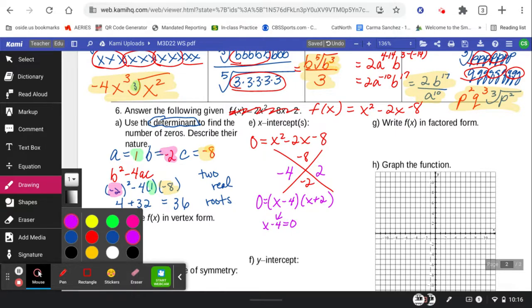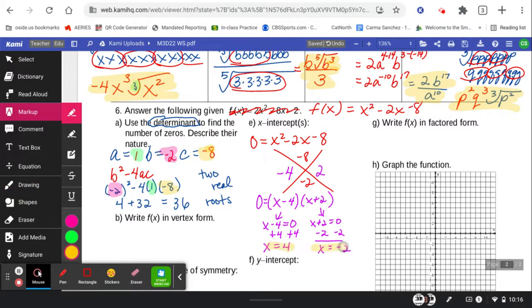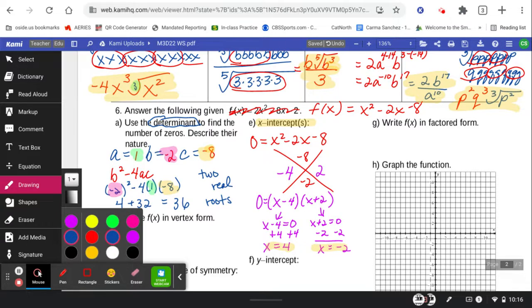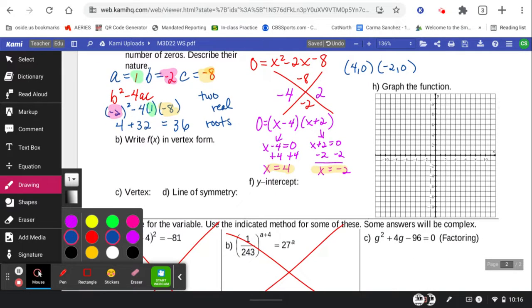By zero product property, if this product equals 0, I can now solve each factor and set each one equal to 0. I'm going to get x equals 4 and x equals -2. Now those are my solutions, my roots, but they asked me for the x-intercepts, so I have to write my final answer in intercept form. My final answer is (4, 0), (-2, 0). There are my x-intercepts.